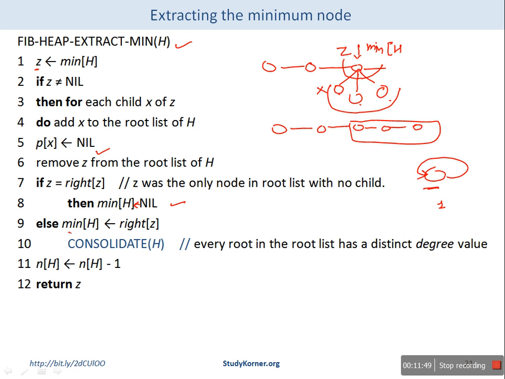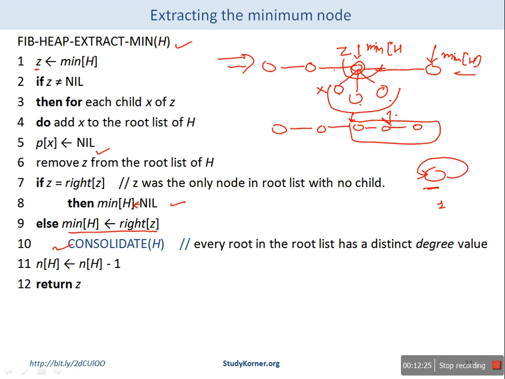Otherwise we have to update min of H to the right of z. So if min of H is here, then it will point to the right of z. Suppose some node is here, z is here, and this is the right of z. If it is not a single node in my tree, then these 3 nodes are added to the root list, and the min pointer is updated to the next of z. Then we call the consolidate procedure on this whole heap, which is modified in this step. So this is the first modification in the data structure.